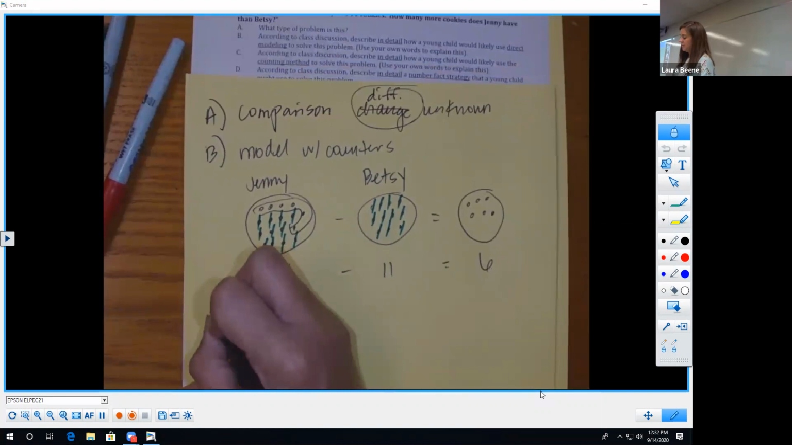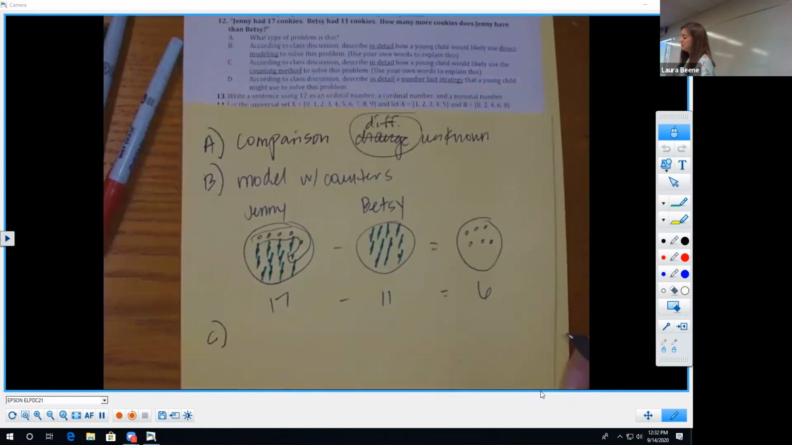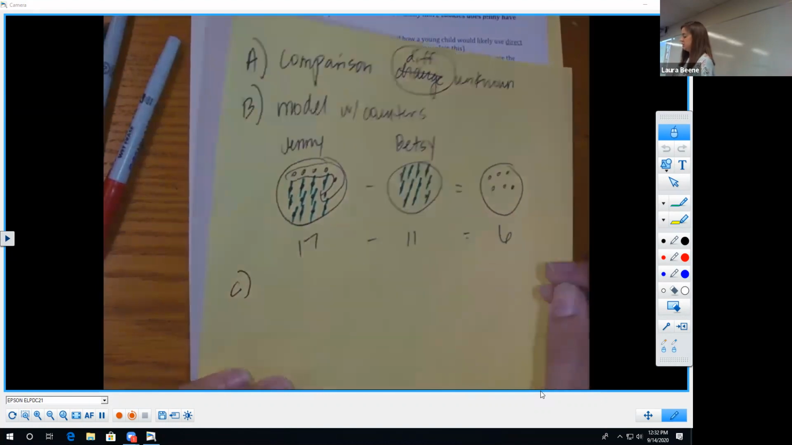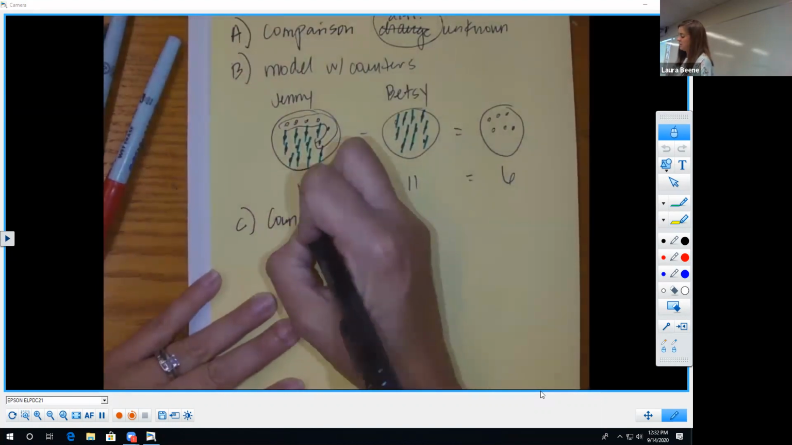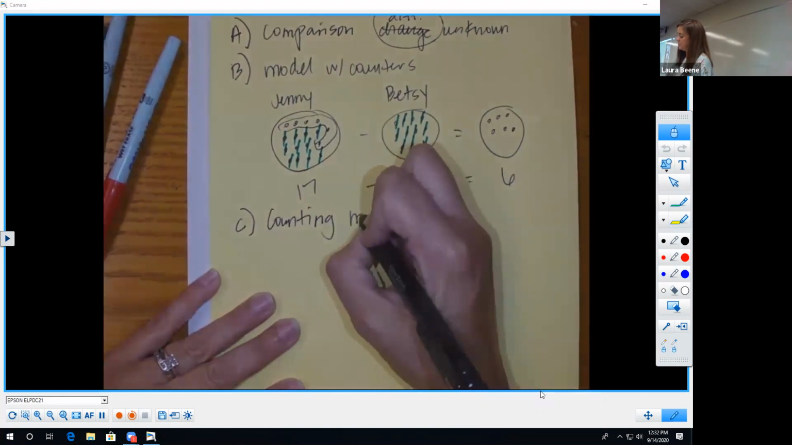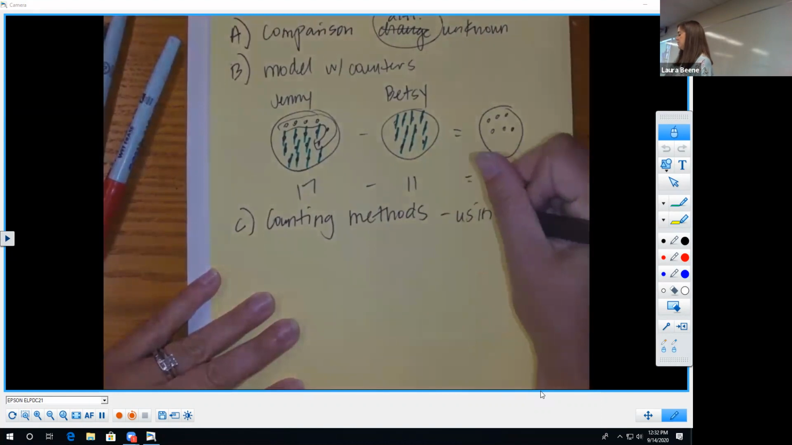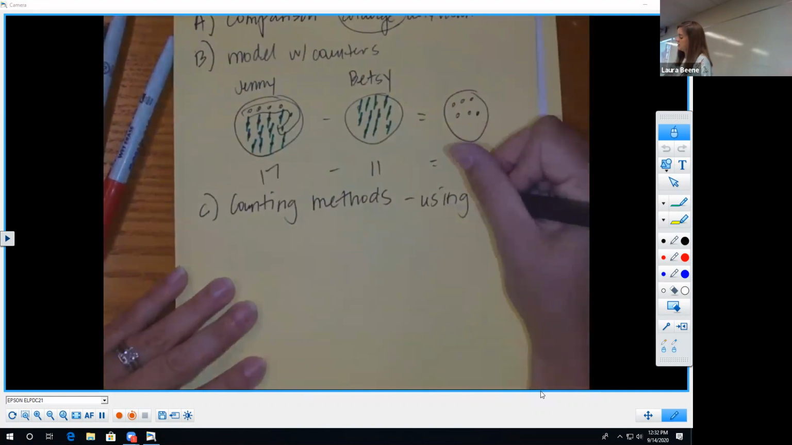The next way to do it is the counting method. So direct modeling is literally putting 1 dot for every single thing in the situation. The counting method is using your fingers to count, but you're not using a finger for every single thing here.